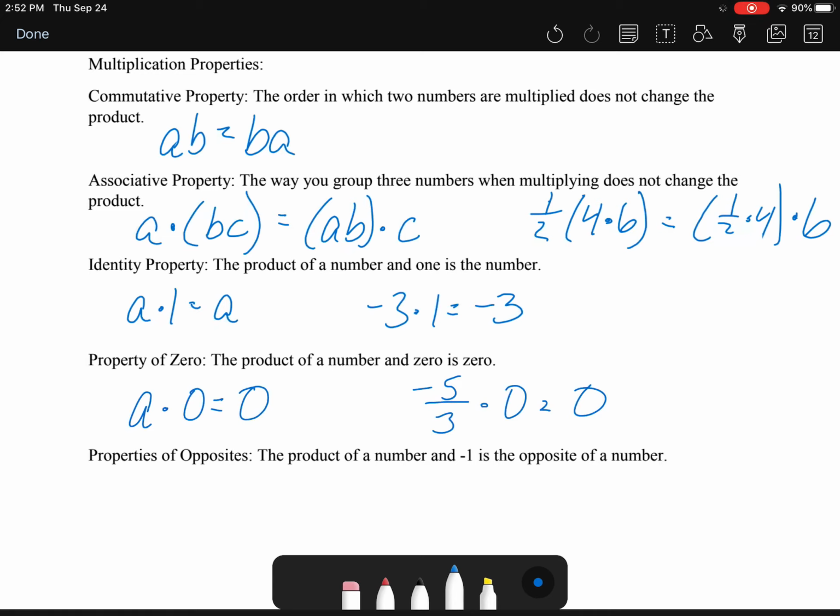And then our last property, the property of opposites. The product of a number and negative 1 is the opposite of that number. So if I take A and I multiply it by negative 1, I do get negative A back. Negative 3 times negative 1 does equal positive 3, an opposite.